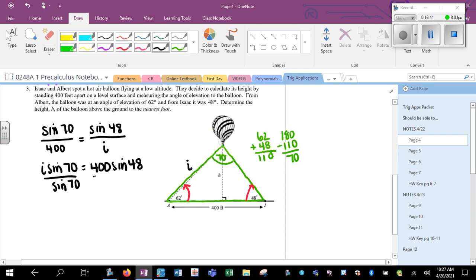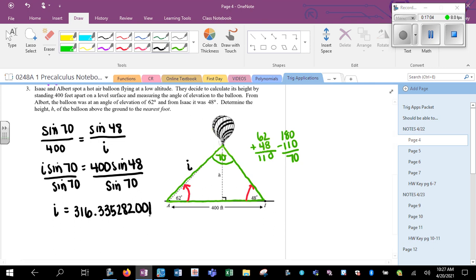I'm going to type this entire piece into my calculator, and that's going to give me an i value of about 316.335. There's a lot more decimals. You don't necessarily need to write them all on your paper, but you do need to use them in the calculation for the piece that they want in the question. So don't lose your decimals.